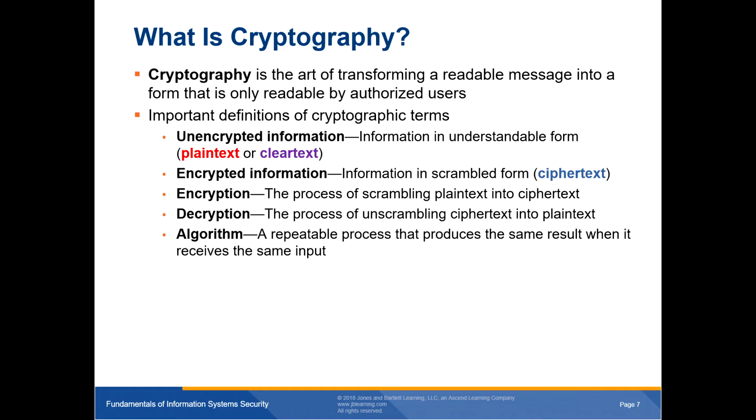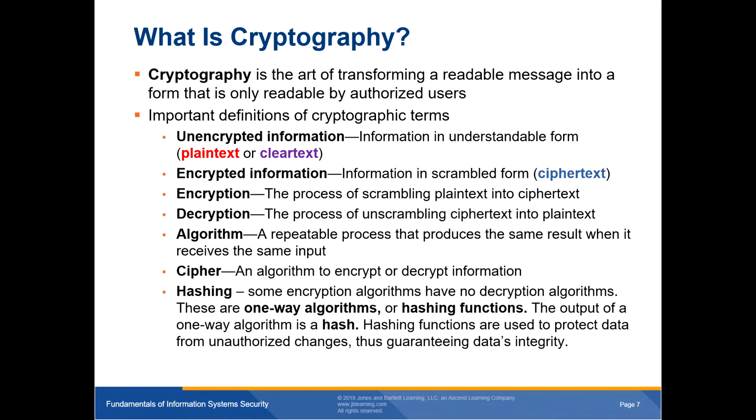Algorithm: a repeatable process that produces the same result when it receives the same input. Cipher: an algorithm to encrypt or decrypt information. And hashing: some encryption algorithms have no decryption algorithms. These are one-way algorithms or hashing functions. The output of a one-way algorithm is a hash. Hashing functions are used to protect data from unauthorized changes, thus guaranteeing data's integrity.